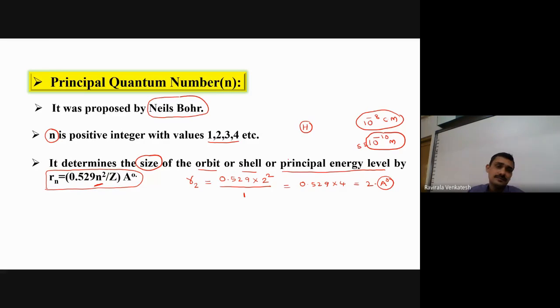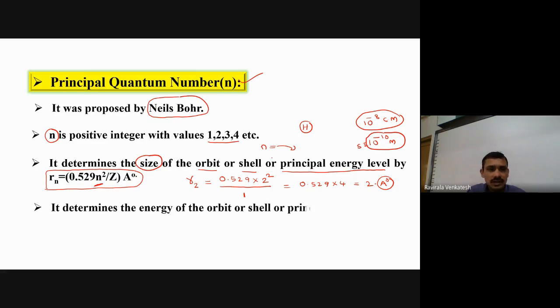Calculate the radius of an electron present in the third orbit of helium atom, hydrogen atom. If they say helium atom, Z value will be 2. Z is nothing but the atomic number. N is the principal quantum number, already given here. Only Z is nothing but the atomic number.